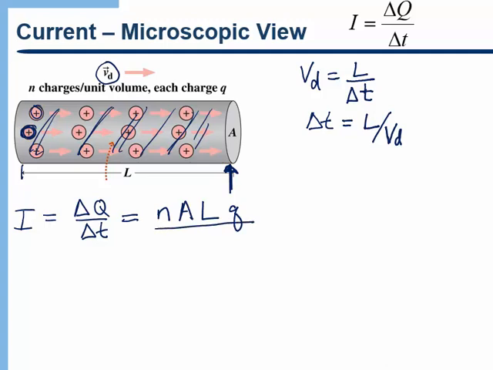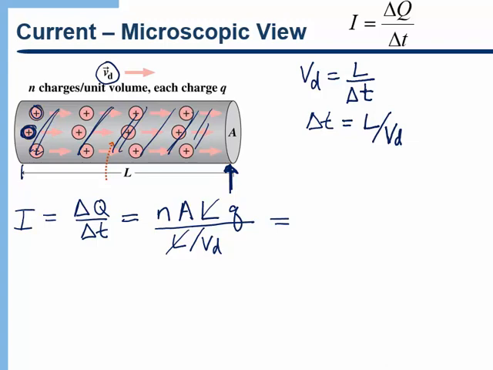So I'm now going to take that and divide it by the amount of time it takes for all those charges to go by that point. So that's L over the drift velocity. And you'll notice that the length of wire cancels out, which is good because we just randomly picked a certain amount of wire to look at.